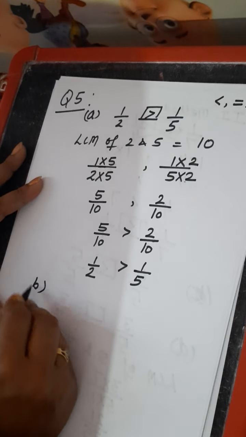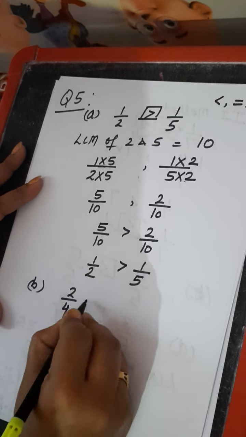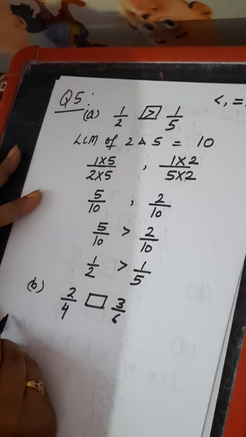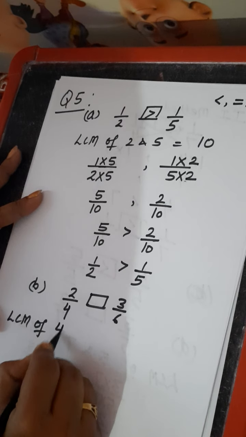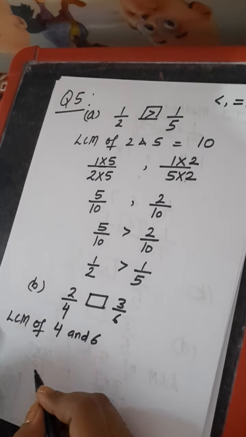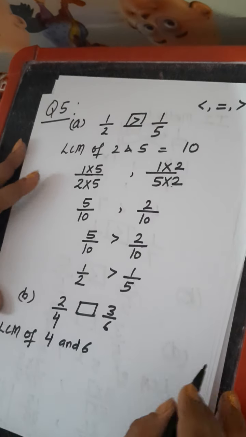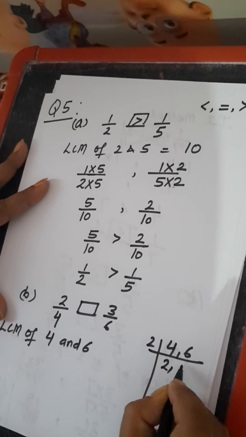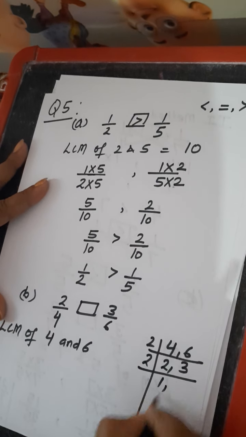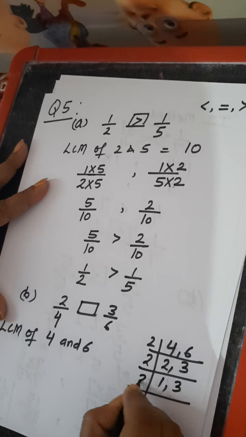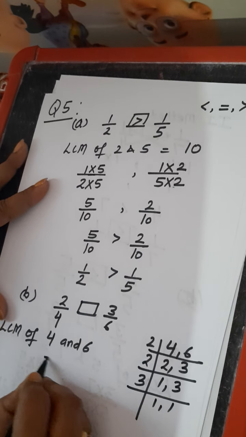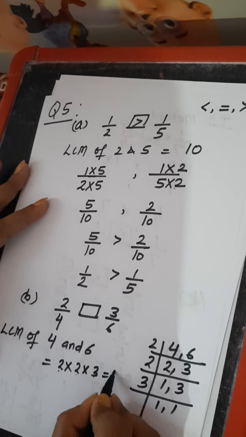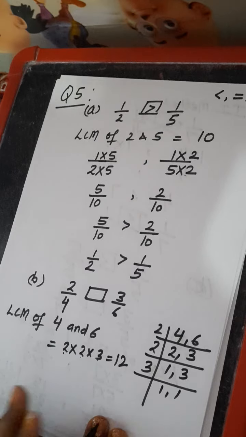Next we have B part. B part is 2 upon 4, 3 upon 6. In this also I have to take the LCM of 4 and 6. For this you will solve like this. Here 2 2s are 4, 2 3s are 6. 2 1s are 2, 3 as it is. Here 3. So the LCM is 2 into 2 into 3. 2 2s are 4, 4 3s are 12. So here my LCM is 12.